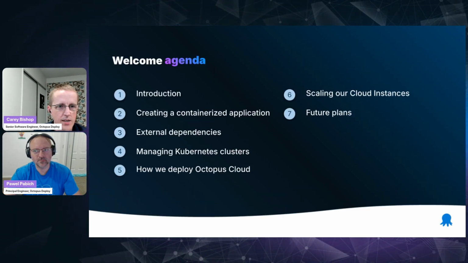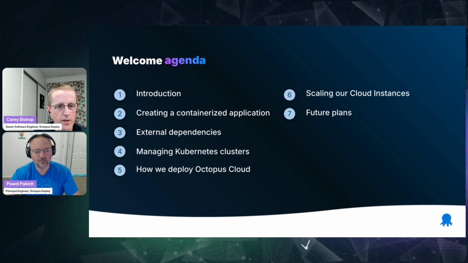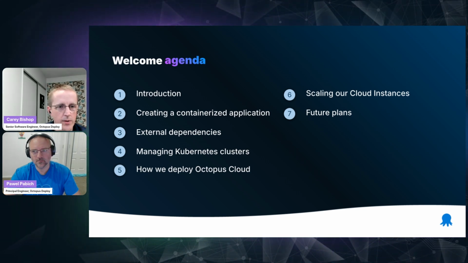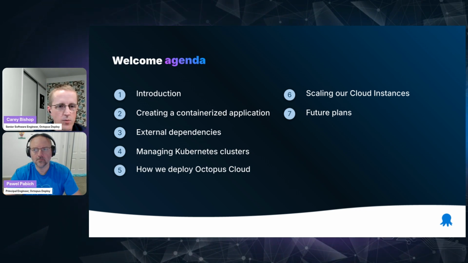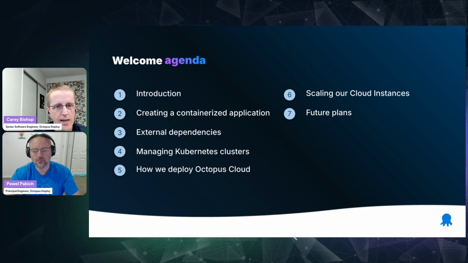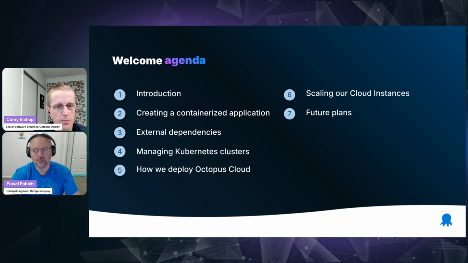So here's a quick agenda. We're going to talk about what Octopus Cloud is, how we've got Octopus Deploy running as a containerized application, some of the external dependencies that we use for Octopus Deploy, and then we'll go into how we manage our Kubernetes clusters, how we deploy Octopus Cloud, and then we'll talk a little bit about how we scale our cloud instances and some of the future plans that we have on our roadmap.